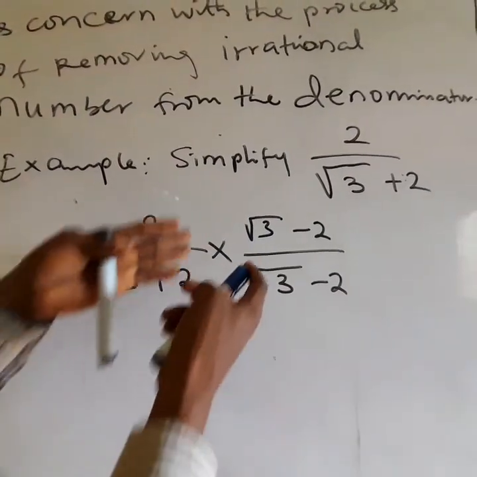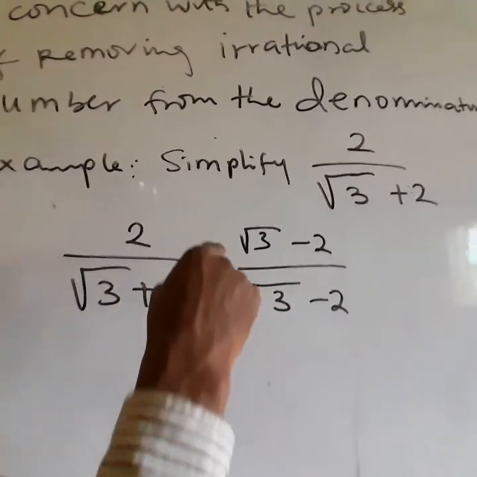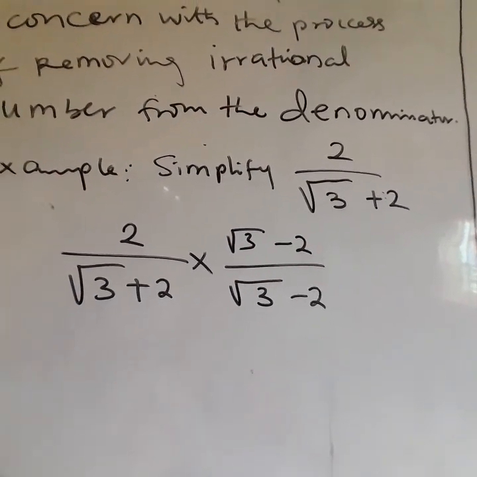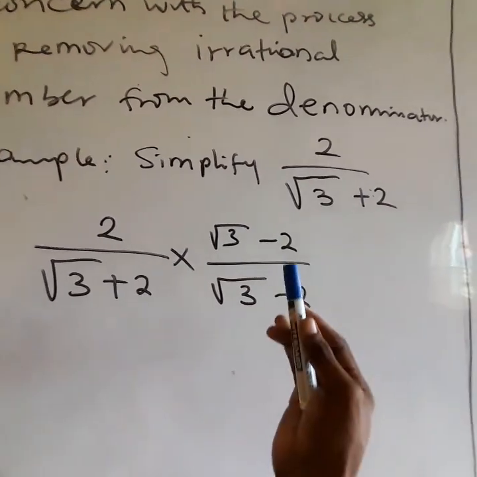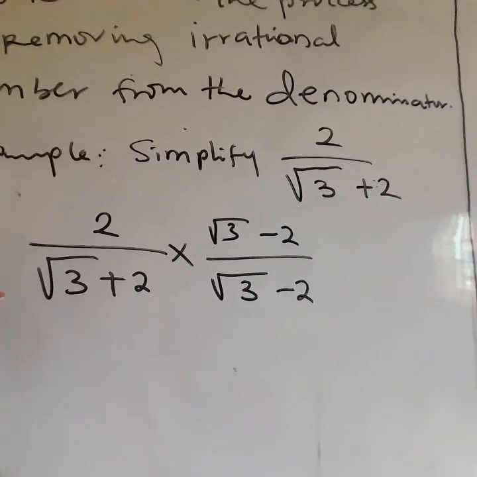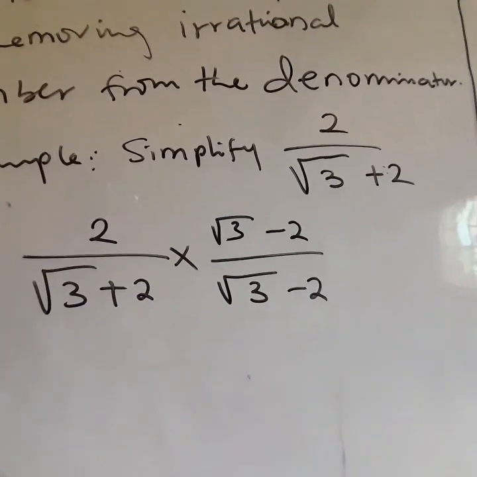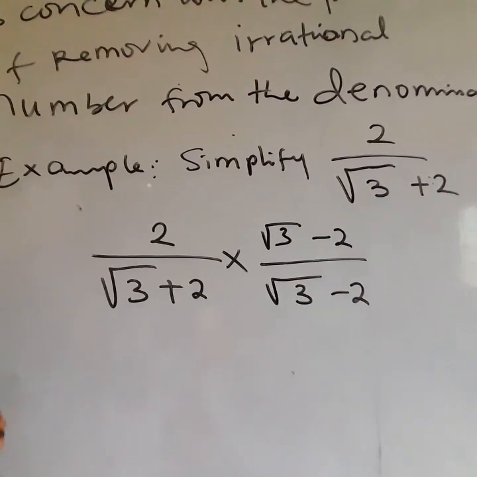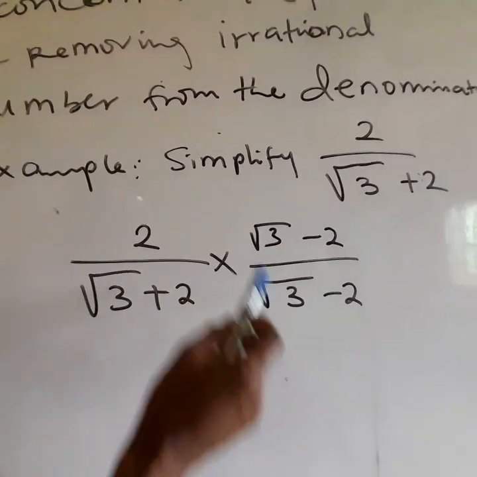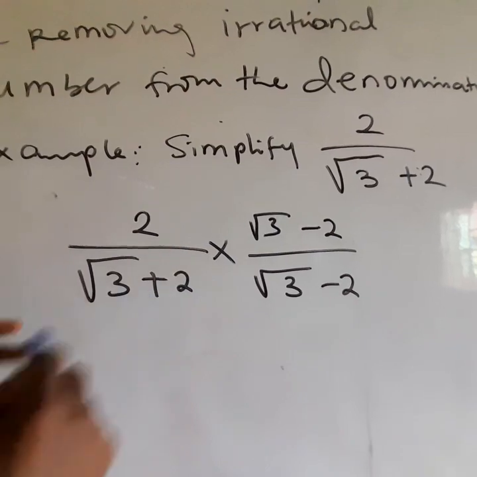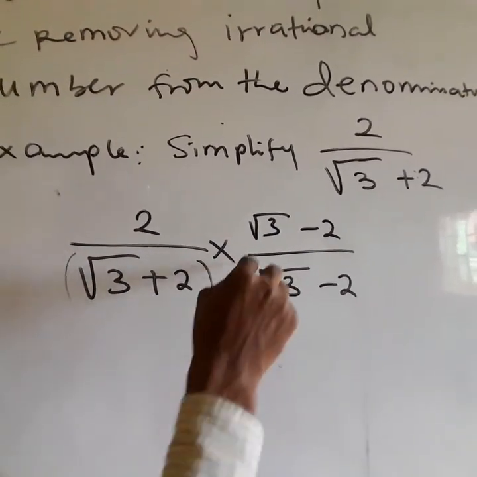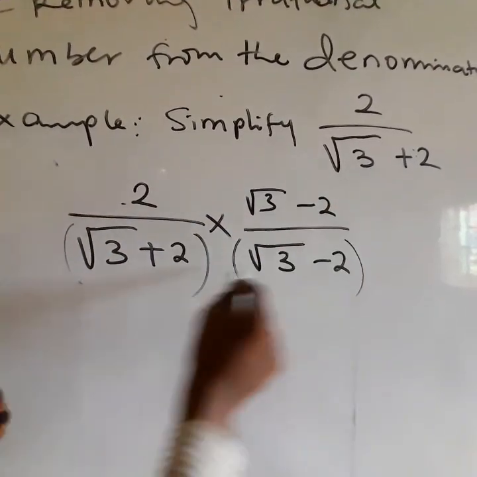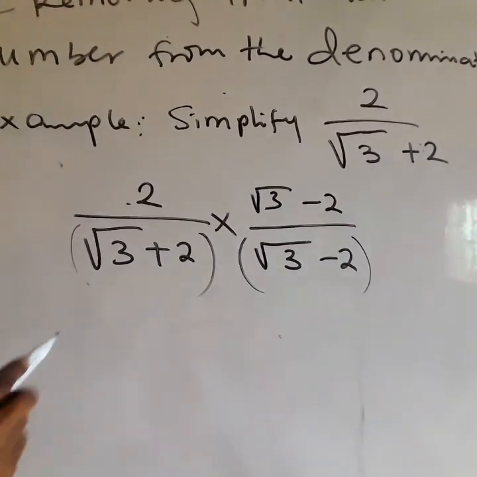If you look at what we have here, this is automatically 1. Root 3 minus 2 divided by root 3 minus 2 is the same thing as 1, but we want to use it so that we can remove any irrational number from the denominator. After you've multiplied this to the numerator and to the denominator, you are going to expand it, put it in a bracket form. So you multiply this to the numerator, multiply this to the denominator. Now let's do it and see how it works.